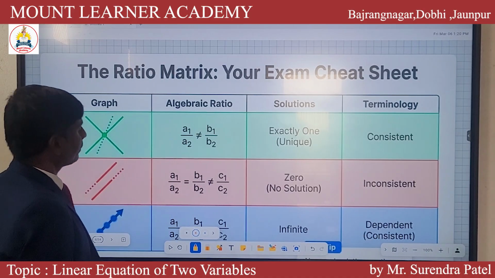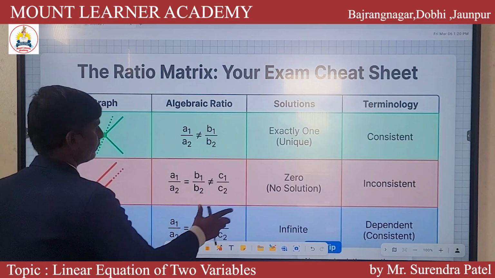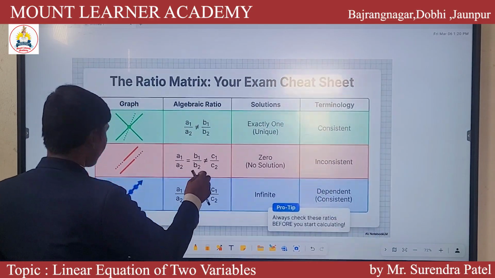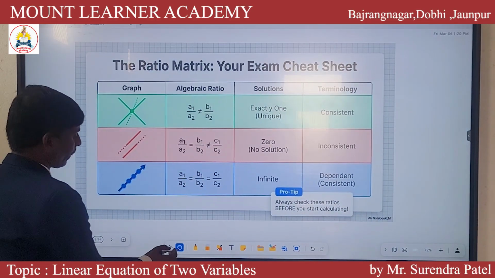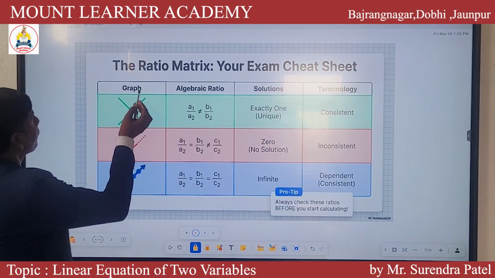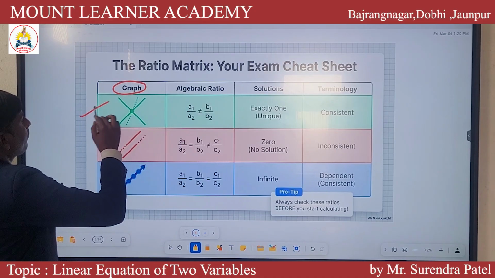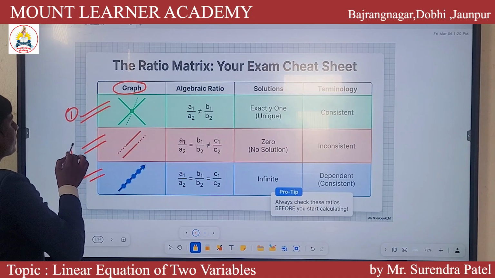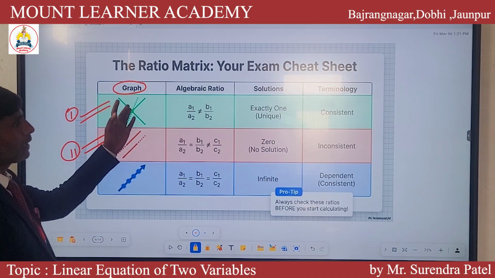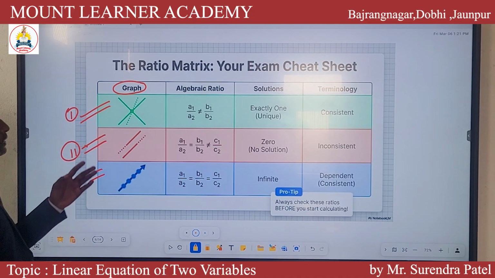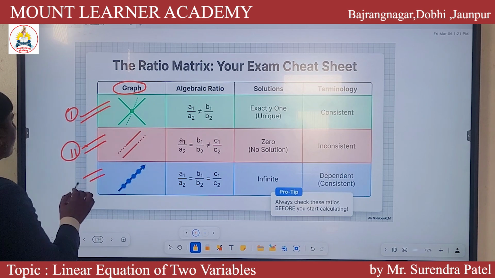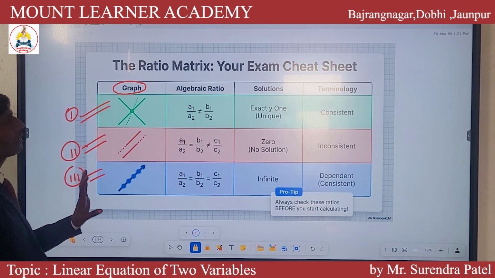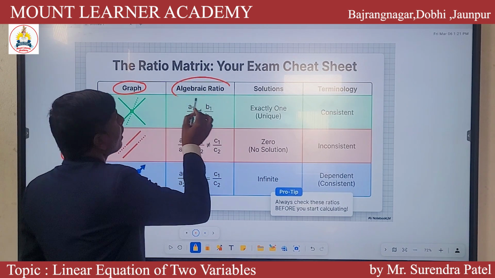Now next topic. Here this is a very important point. There are some important cases. This is the graph of the first condition, the graph of the second condition, and the graph of the third condition. The graph of the first condition is called intersecting lines, the graph of the second condition is called parallel lines, and the graph of the third condition is coincident lines. Now, the algebraic ratio, how can we find it?